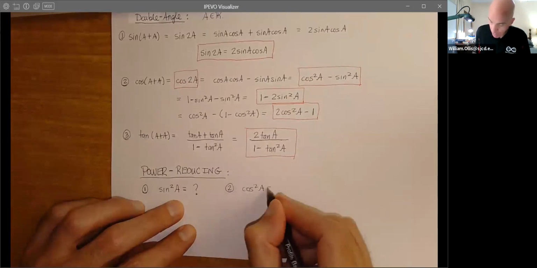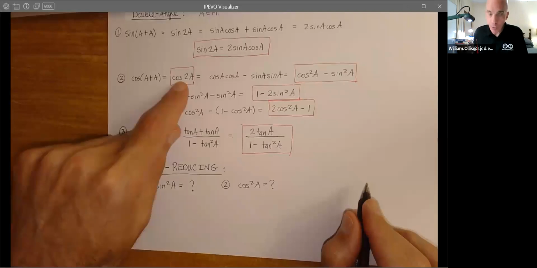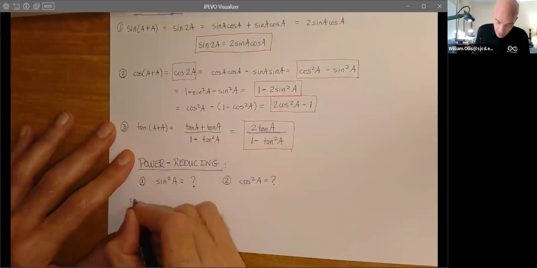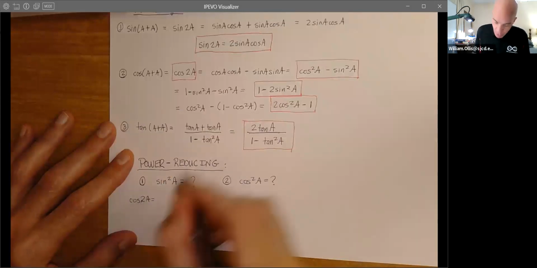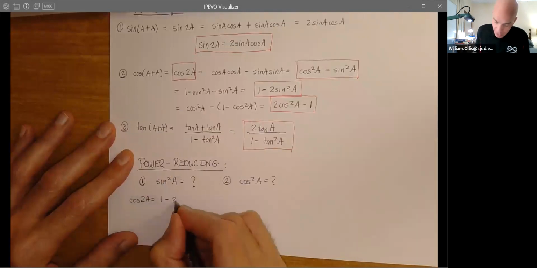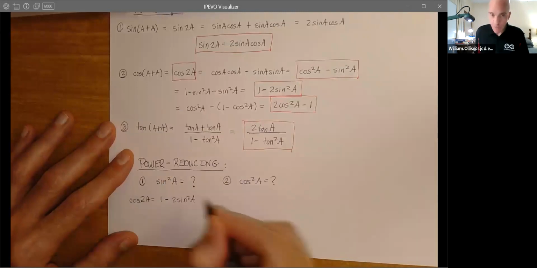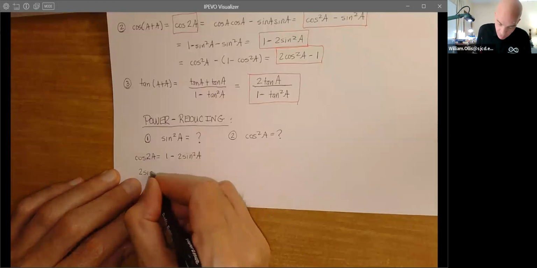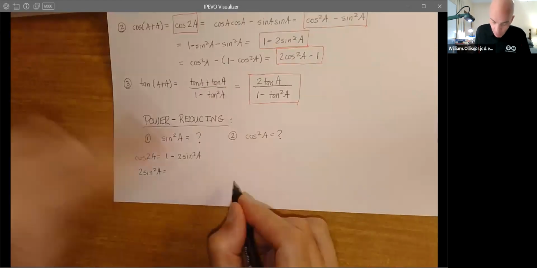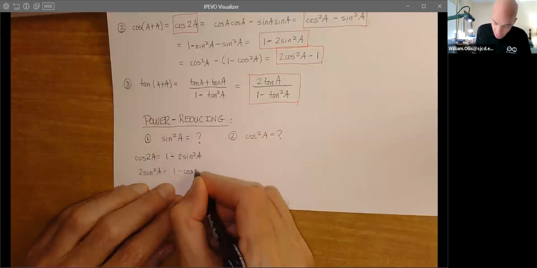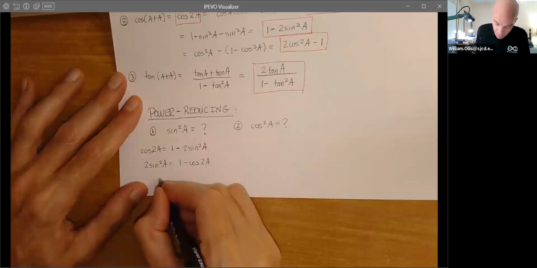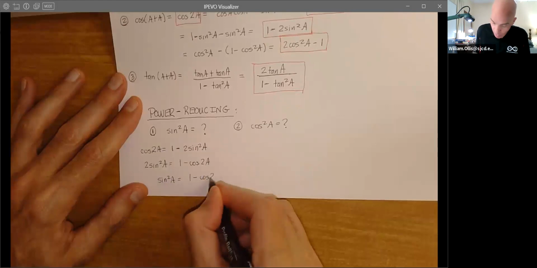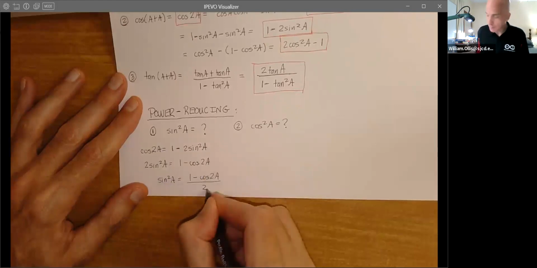What does that equal? Well, what we can do is use the double angle for cosine. So for the first one, we're going to use this one. We'll say cosine 2A equals 1 minus 2 sine squared A, and solve for sine squared. So we get 2 sine squared A, take this over and take that over, we get 1 minus cosine 2A. Now divide by 2. Sine squared A is now 1 minus cosine of the double angle divided by 2.